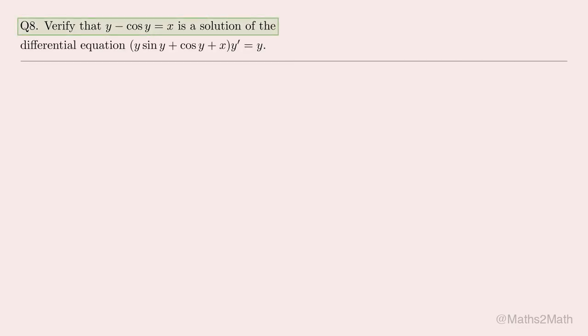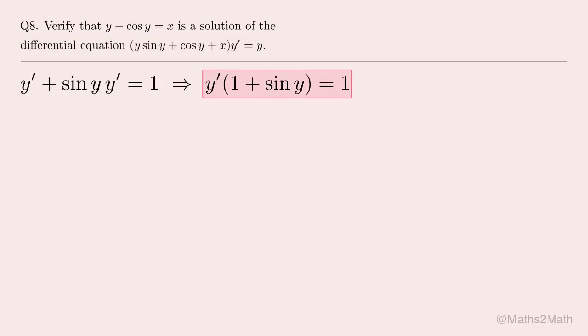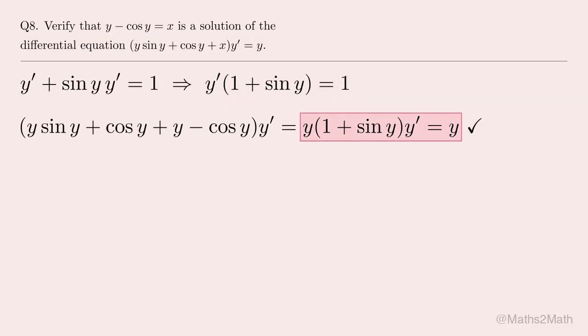Question 8. Another implicit relation. Differentiate as often as needed, substitute, and watch both sides agree. Differentiate and multiply through. Substitute x from the original relation into the bracket. It becomes y times 1 plus sine y, and the identity follows.